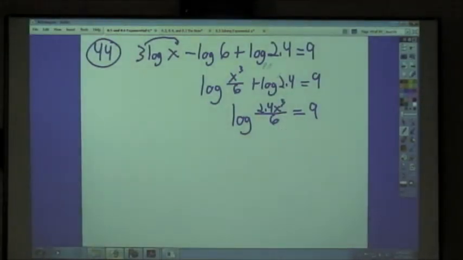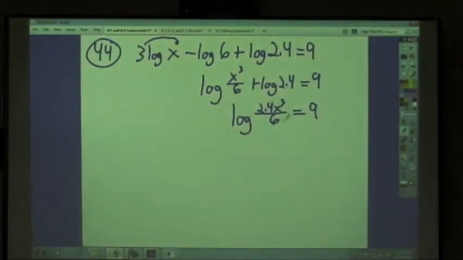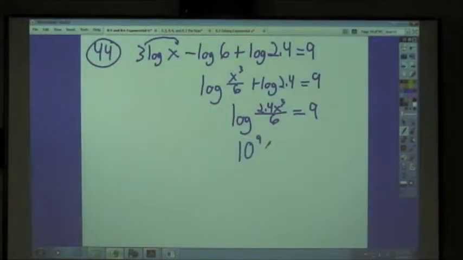Just make sure, guys, that when you're looking at this that you don't overthink it too much. Go through and use your condensing skills and then use your definition of your logarithm. Don't try to think about this too much right ahead of time. We're going to get to solving this in just a minute. So the base here is 10, so 10 to the 9th power is this stuff here, 2.4x cubed over 6.